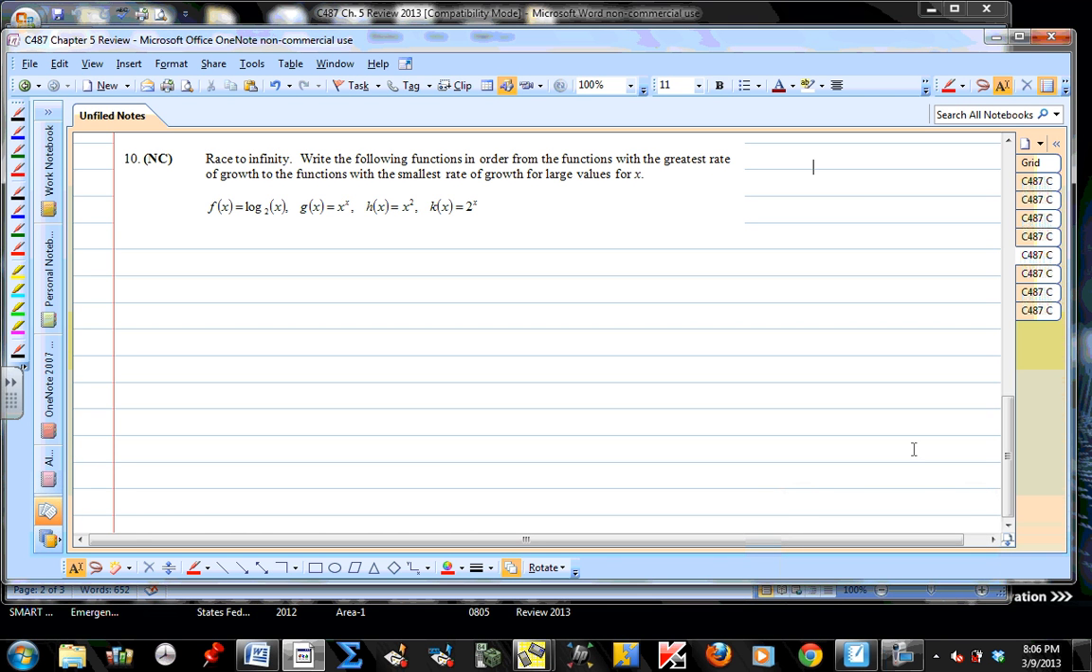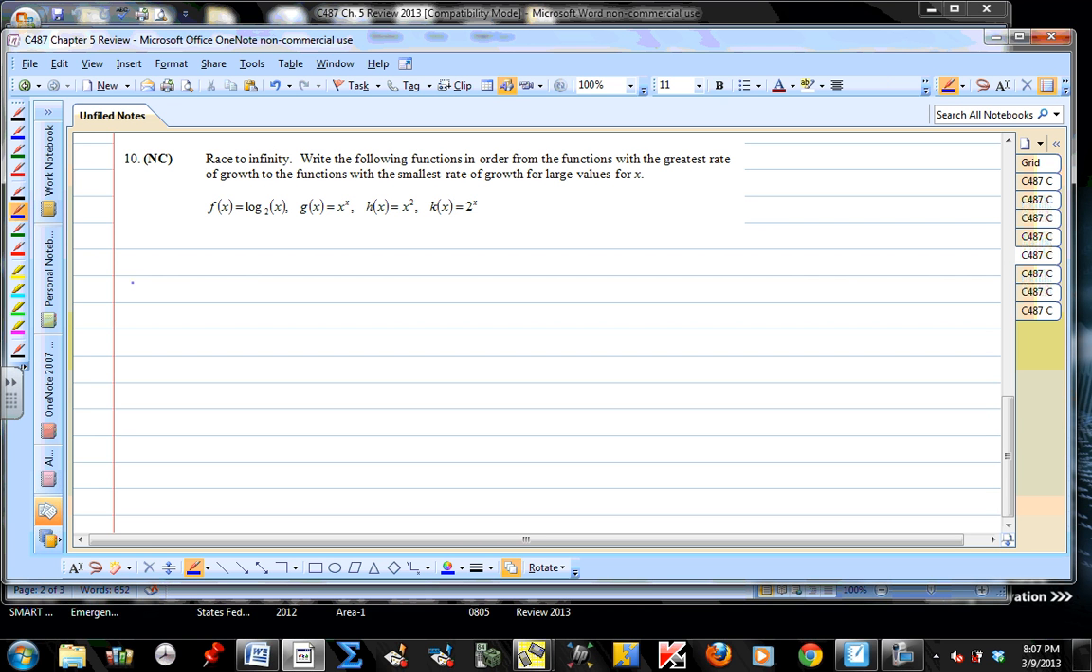Okay, problem number 10 is a little bit of a challenge problem because it's not really like the problems directly related to the problems that we've discussed so far. We can figure it out. Let's get to work. If we're going to talk about rates of growth as x goes to infinity, we're going to talk about how quickly these graphs increase as x gets continually large. In other words, as x approaches infinity.